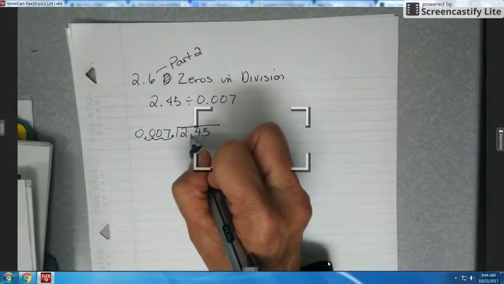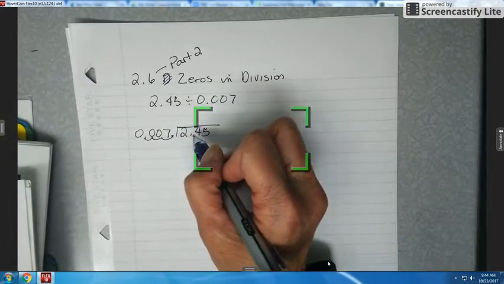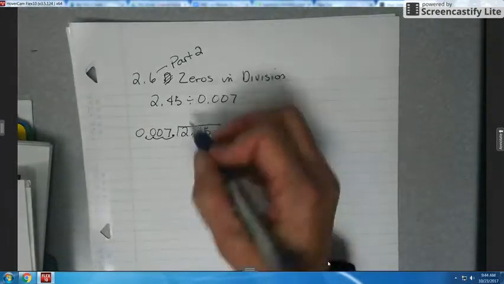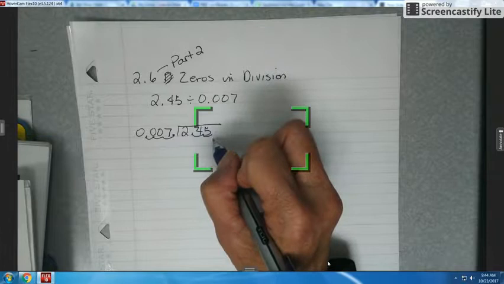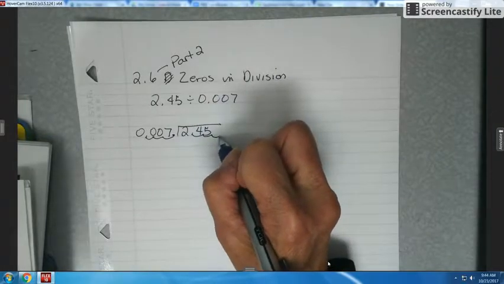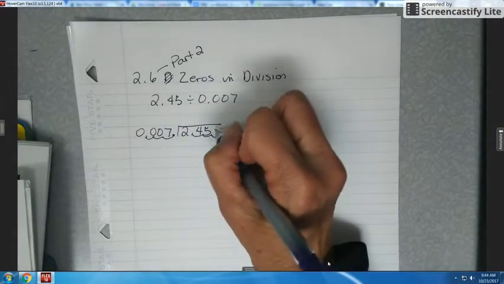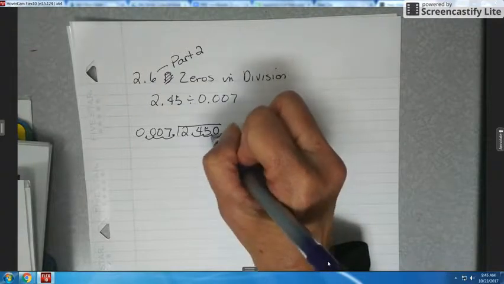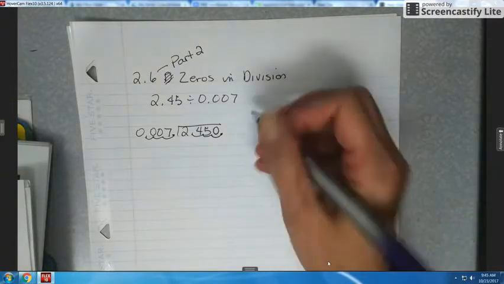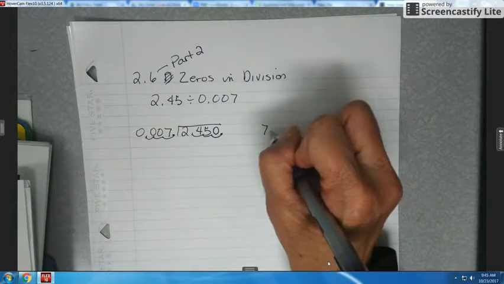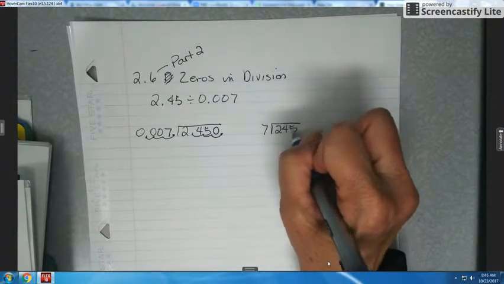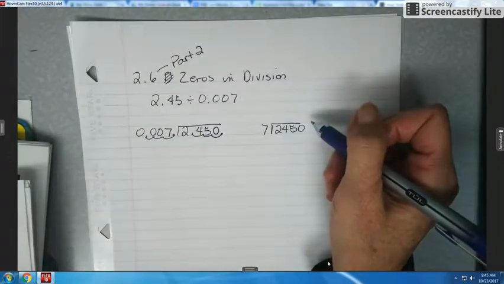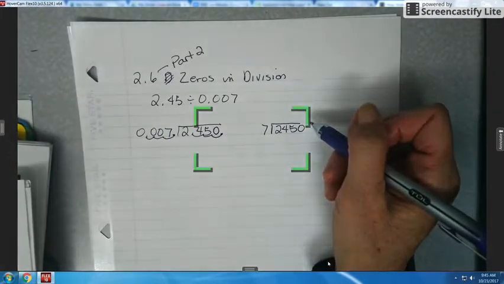And here I'm going to move this one over in the dividend 3 times as well. So 1, 2, and I don't have an extra number, so I need to add the 0 to make 3 times. You can't just move it over without adding the 0. So my new problem is 7 divided into 2,450. Now you have a whole number division problem.